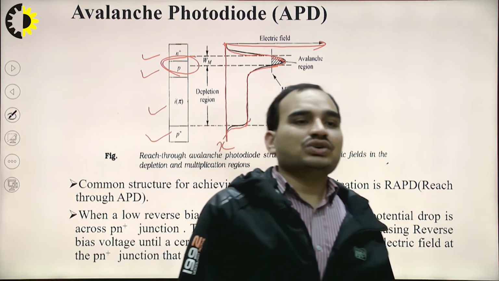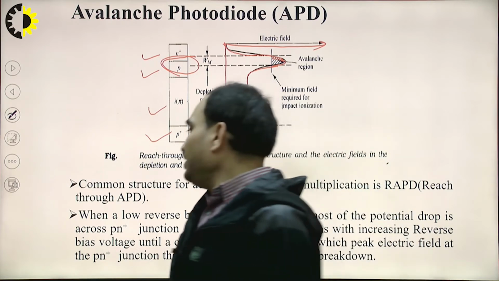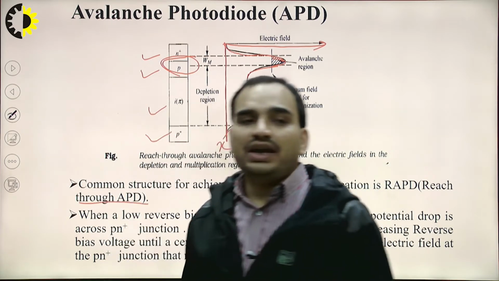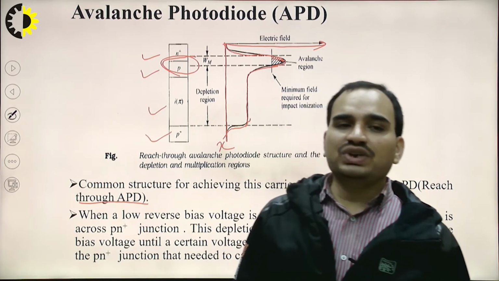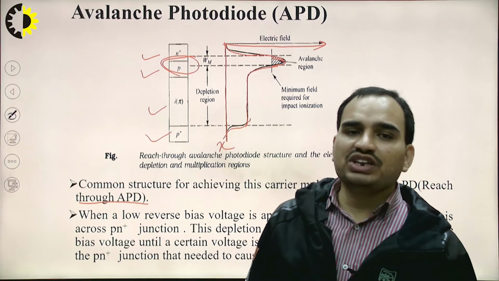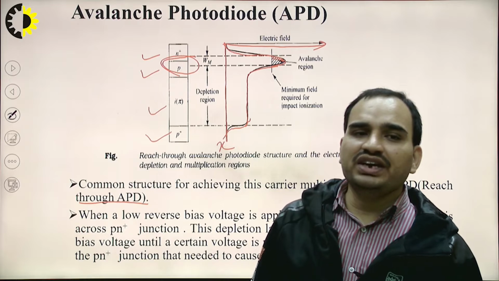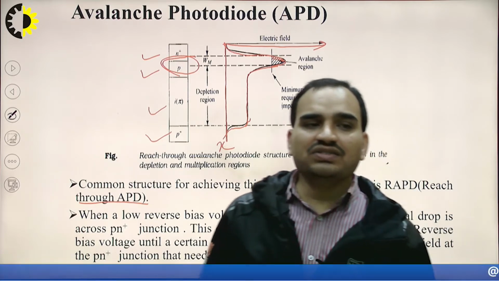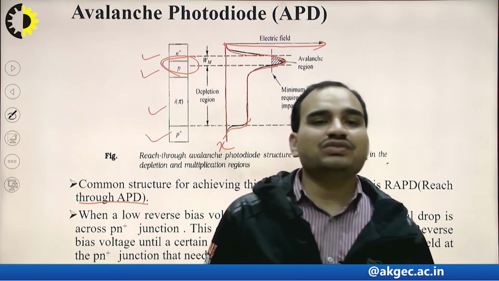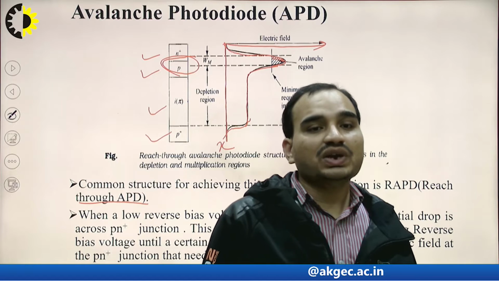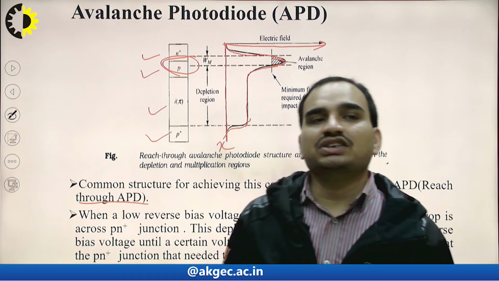region. So this is a common structure for achieving the carrier multiplication in the RAPD, that is a reach-through avalanche photodiode, APD. So when a low reverse bias voltage is applied, most of the potential drop is across the PN plus junction, and this depletion layer widens with increasing reverse bias voltage until a certain voltage is reached, at which the peak electric field at the PN plus junction is needed to cause the avalanche breakdown.